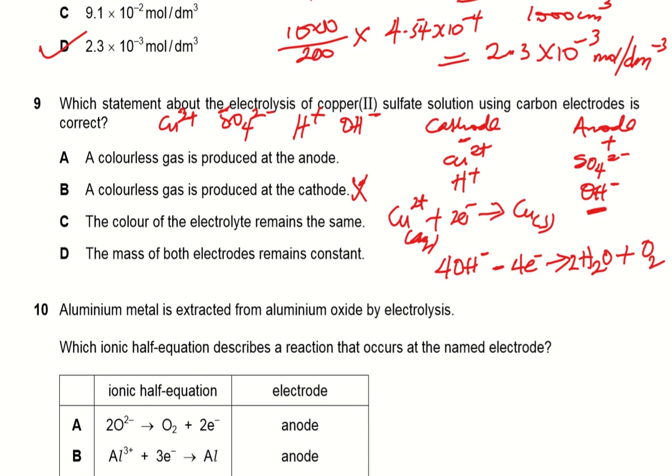In fact, the solution will become more acidic, because when copper and hydroxide are removed, what will be left is hydrogen and sulfate. Hydrogen combined with sulfate forms sulfuric acid, so the solution becomes more acidic. So this option is wrong. The mass of both electrodes remain constant? No, the mass of the cathode electrode would increase because copper would have been attached to it. So the correct option here is A.